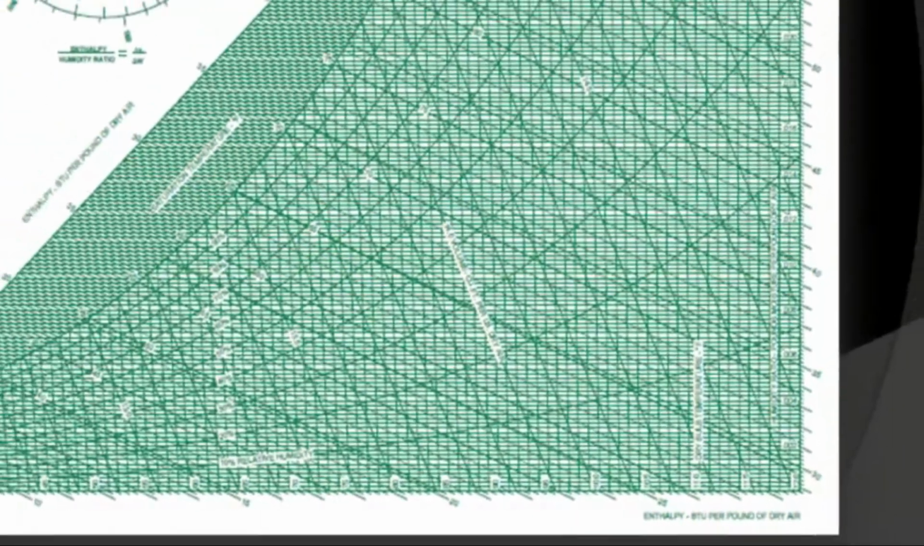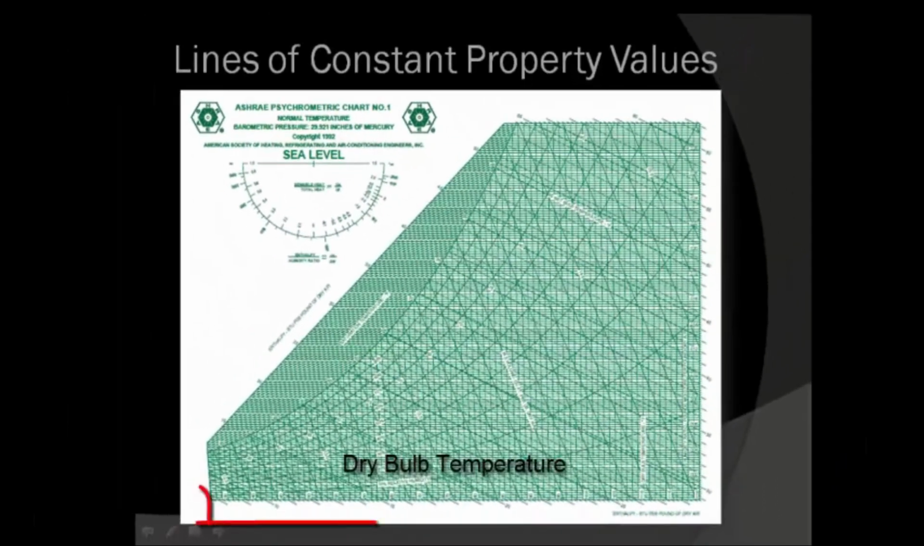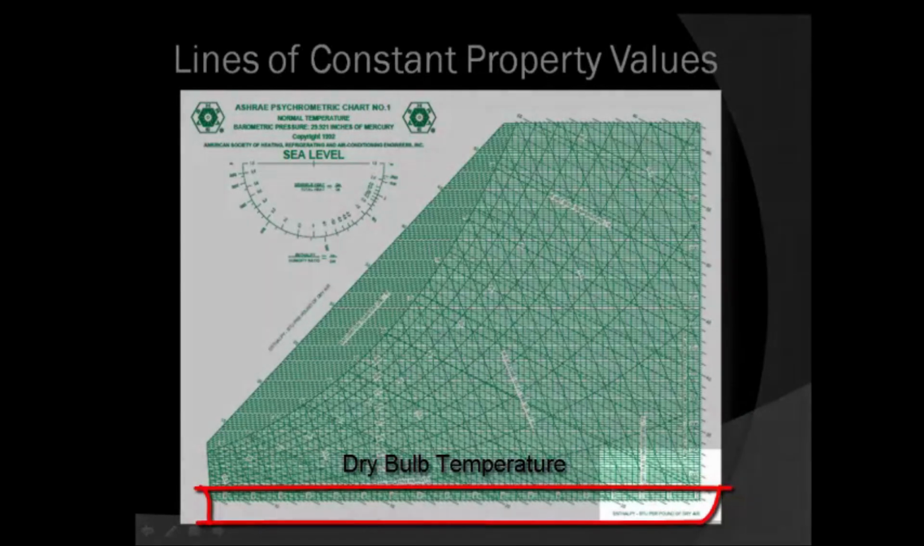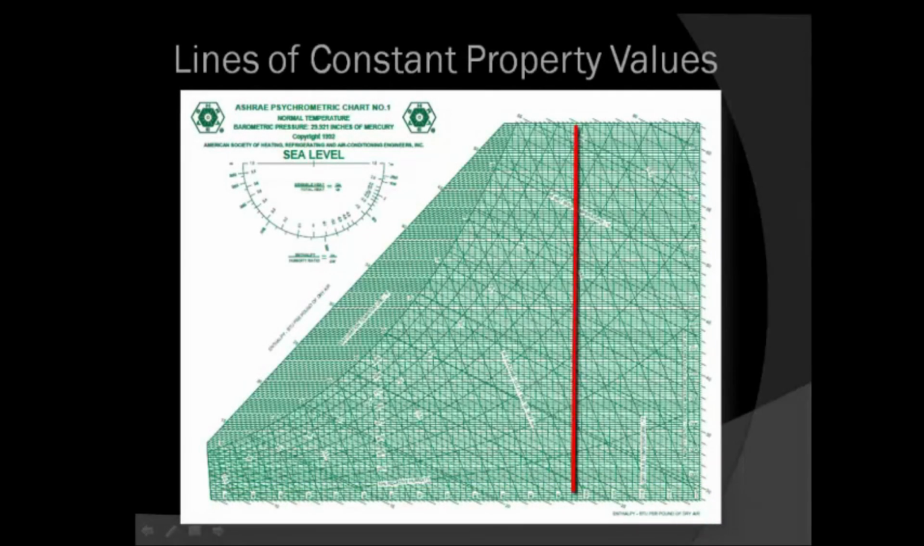On the psychrometric chart, the dry bulb temperature is shown on the bottom axis. Notice that this chart has dry bulb temperature range from 32 degrees Fahrenheit at the farthest left and goes up to 100 degrees Fahrenheit for the highest value. Lines of constant dry bulb are shown as vertical lines. The lines of dry bulb temperature on this chart are in 5-degree increments.